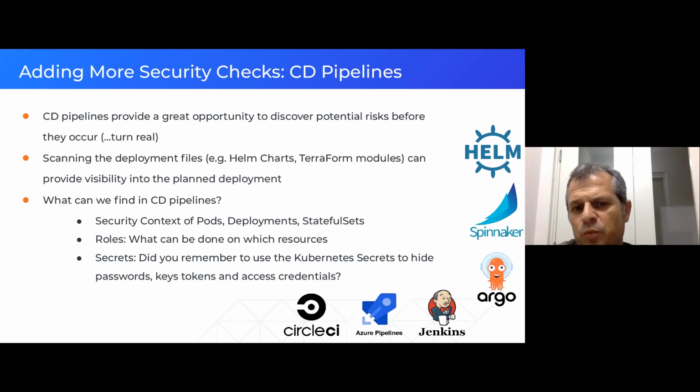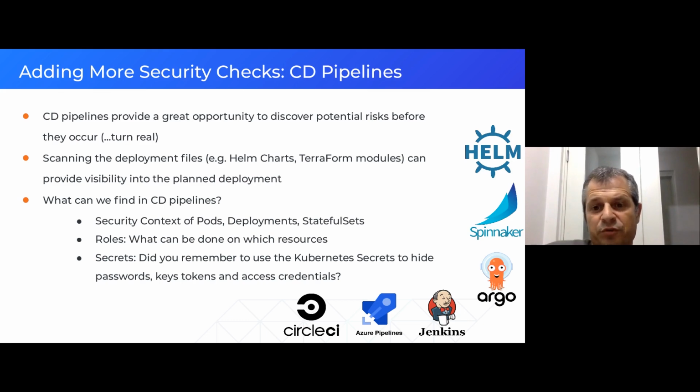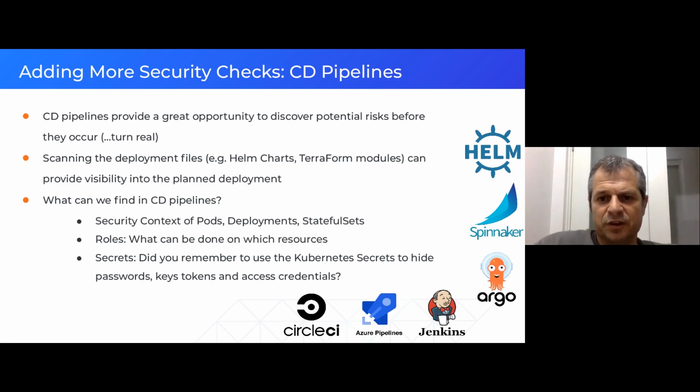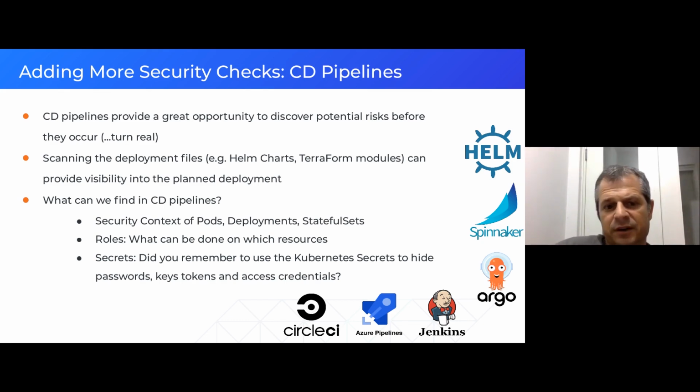Now, when you ask me what I can find in the deployment file, I spoke about it before: the security context of your pods, of your deployments, of your stateful sets. I'll show you in a minute. It's how you define your privileges. So you want to make sure nothing is running as root. It's where you define what volumes you can mount, or what correlation you have with the host file system. So all of that is critical to detect and make sure it's done properly, with nothing running as root.